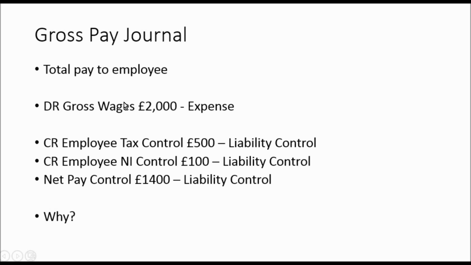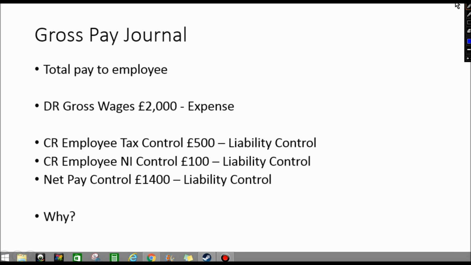Now, why do we do this? Why is it set up this way? Well, the debit entry should be obvious. It's an expense to the entity, £2,000. Gross wages is the expense. That's what's going to show on the profit and loss statement. And then the rest of these are liability accounts, liability control accounts. If you think of pearls, if I bring up a pen, if you've watched my other videos, you know what I mean by pearls.